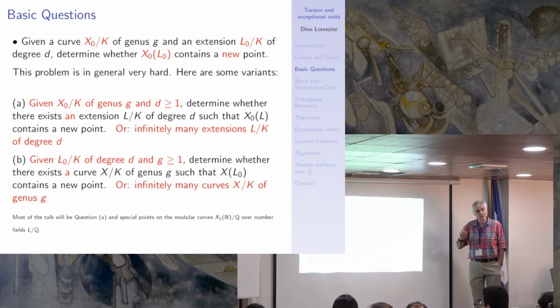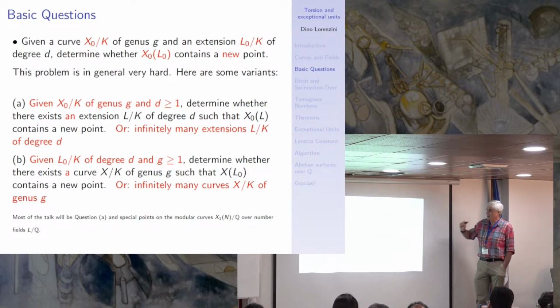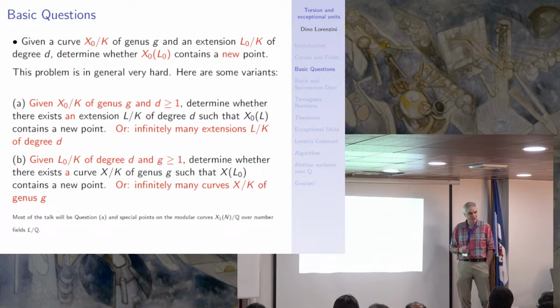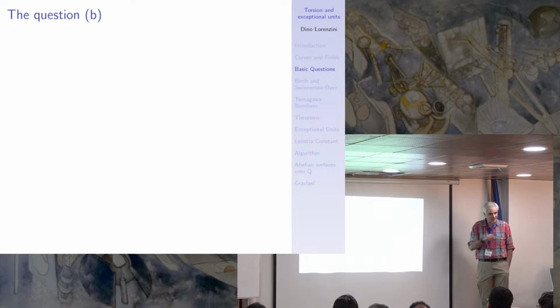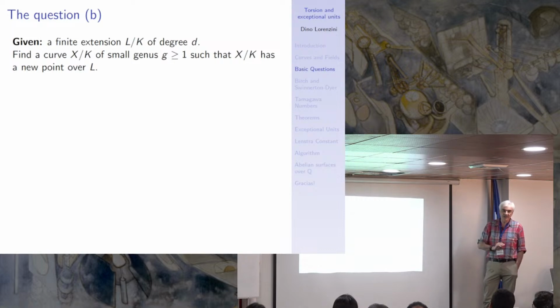All right. Most of this talk will be on part A. I'm going to look for special points, which I will define, on modular curves X1(N) as N varies. But I couldn't resist telling you something about part B, so let me make a little detour on question B. Again, the question is: you fix your favorite number field, and you ask, can I find a curve that has a new point over that field?